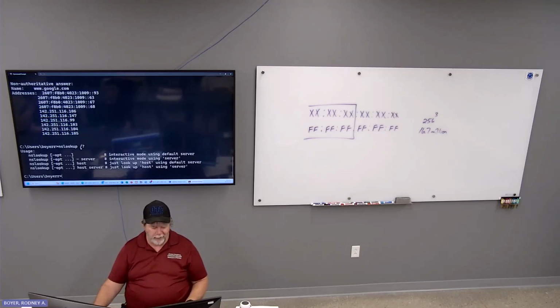Command space question mark. Those are the options that I can use. Go to nslookup, no option, and I just typed in the host name, google.com. It just looks up the host using whatever the default server is, so whichever one DHCP said to use, that's the one to use.